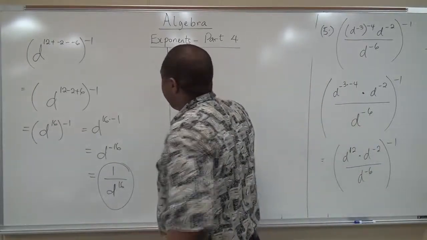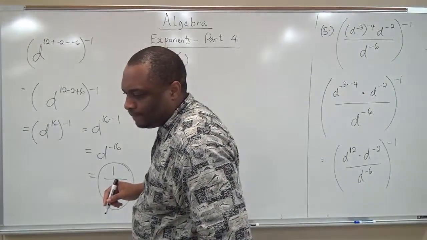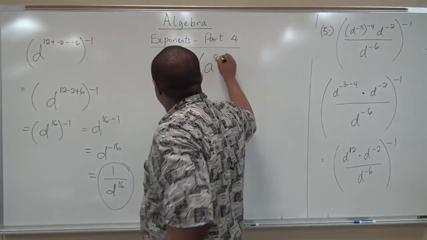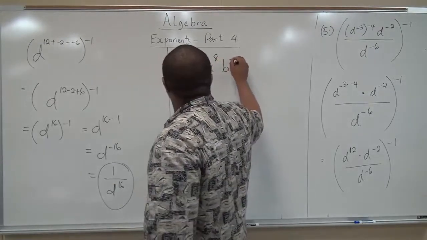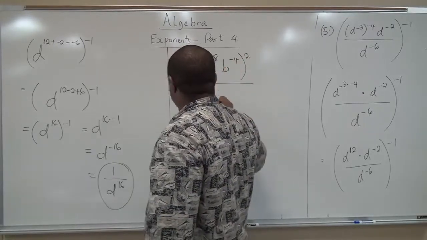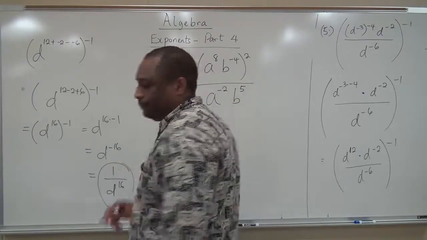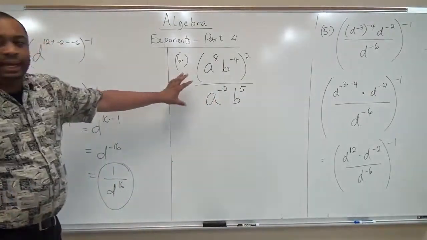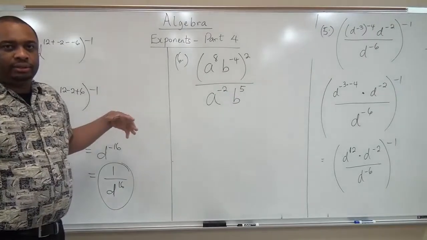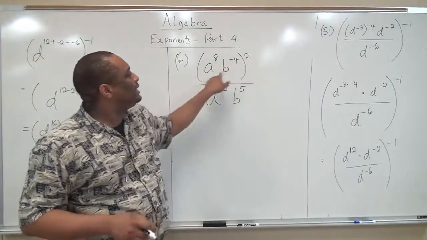Question 6. We have a exponent 8, then b exponent -4, all exponent 2, all over a exponent -2, then b exponent 5. If you look at this, this is the case where you want to dissociate, then solve, then associate. But before you dissociate, free these guys first, okay?